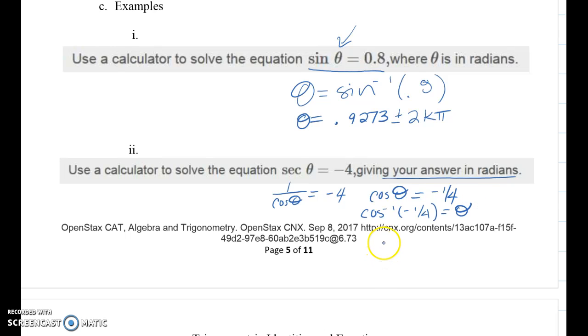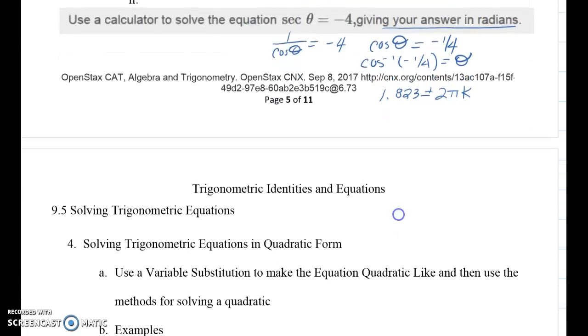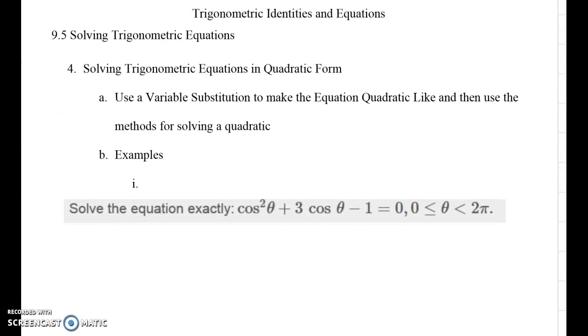And so this would yield me 1.823 plus or minus 2k pi. So you can see these answers come pretty easily, just remembering your basic building blocks and using your inverse. And as always, make sure you're in your correct mode.